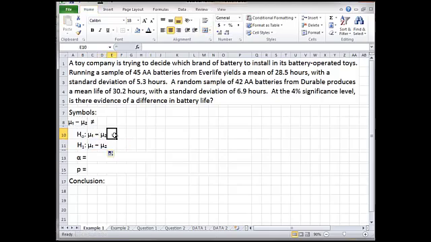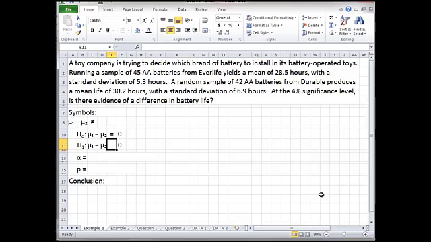Our null hypothesis is always that there is no difference. Well, what would no difference mean? It means that as we do the subtraction from sample 1 and sample 2, the difference between them would be 0. The symbol with our alternate hypotheses, so is this two-tailed, left-tailed, or right-tailed?